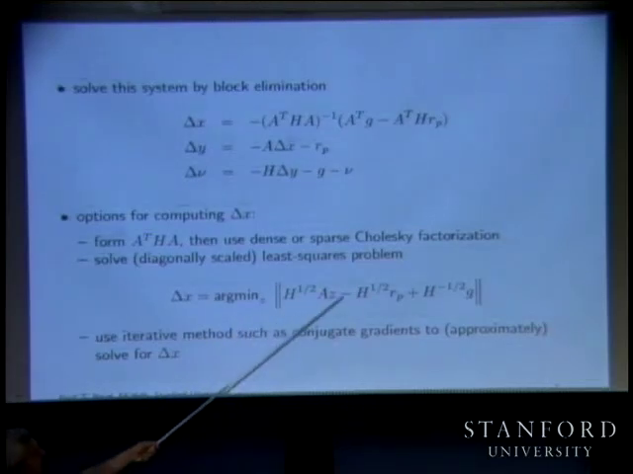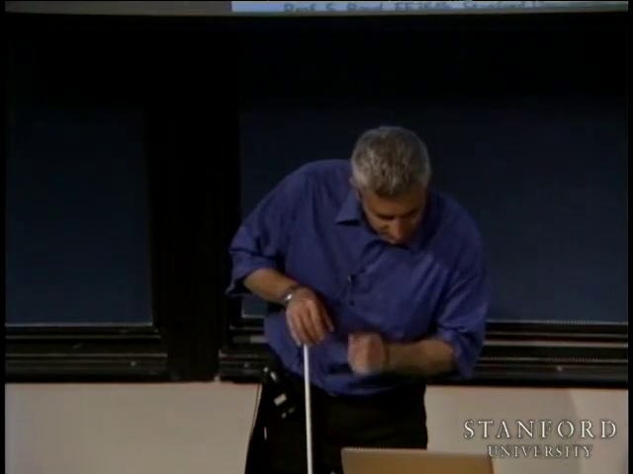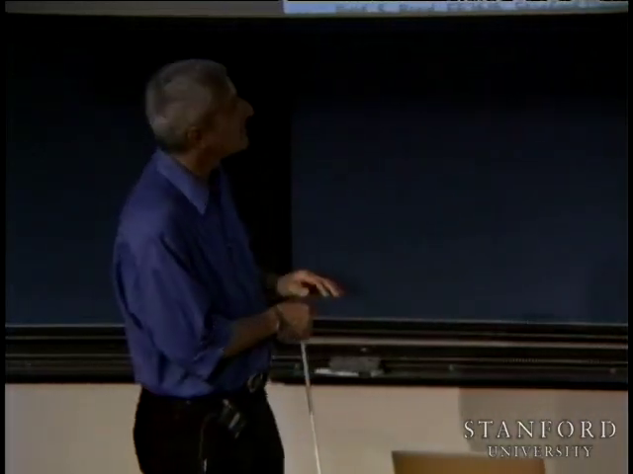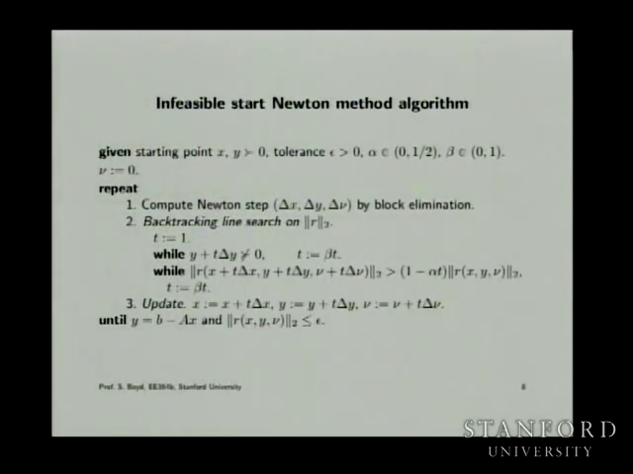Now, by the way, the H halves don't have to scare you because they're actually diagonal. And this is nothing but a diagonal least squares problem. Okay. So here's the infeasible start Newton method. You start with a point X, arbitrary, and Y, which has to be positive. So it could be all ones or that initialization we talked about before. You have your usual parameters. And what you do is you calculate the Newton step in delta X, delta Y, and delta nu. And you do a backtracking line search.